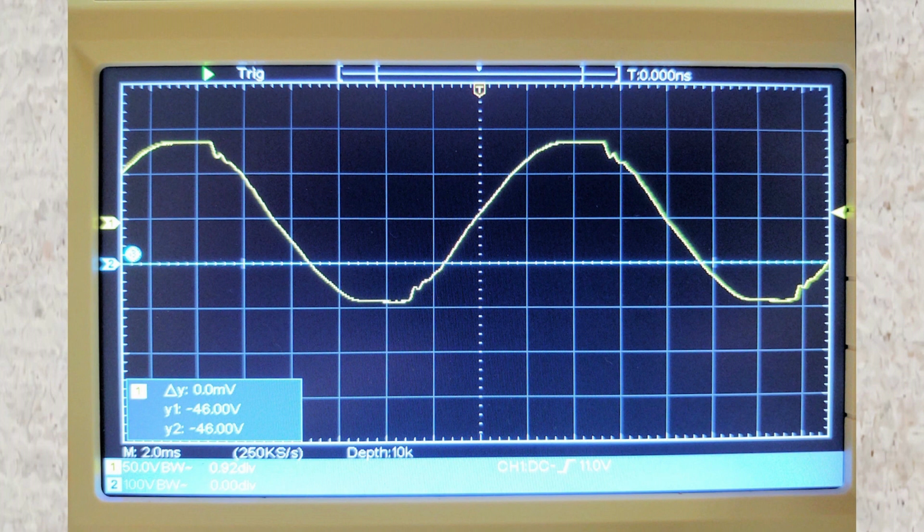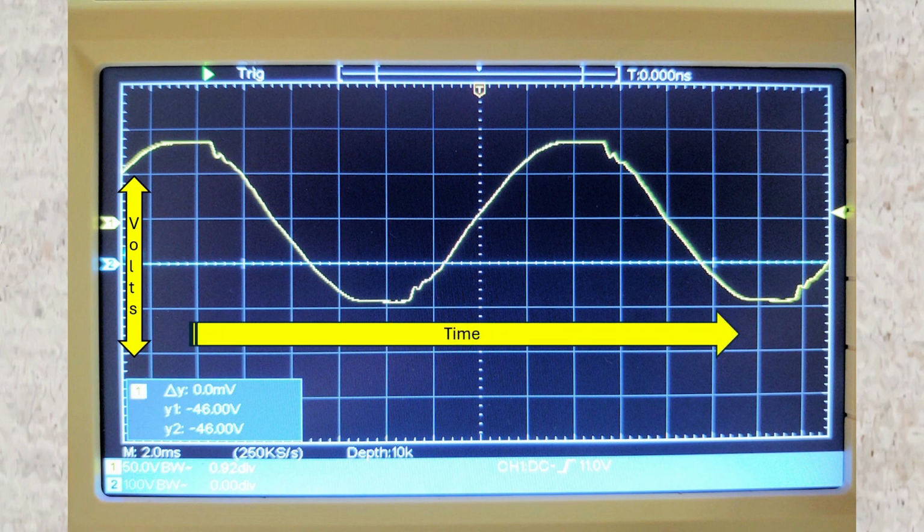I will use an oscilloscope to show the effects of inductive and capacitive reactance on AC circuits. An oscilloscope is a voltmeter that displays a graph of voltage over time. The y-axis represents voltage levels both above and below zero. The x-axis shows time. Showing on the screen now is an AC voltage sine wave.